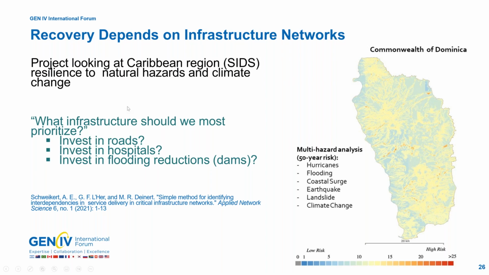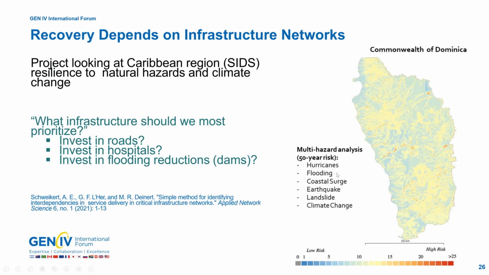And then you can ask, if you're going to invest in infrastructure in Dominica, what is most important to invest in? Do you invest in hospitals? Do you invest in roads? Do you invest in reducing flooding by building dams? So Dominica does have a limited amount of hydropower in country, and so they already have dams there, but dams are very much dual use. They can be used both for flood control and they can be used for generating electricity, or both simultaneously.